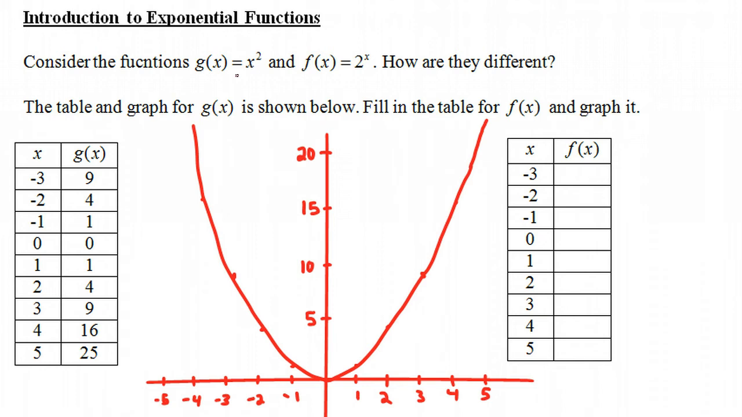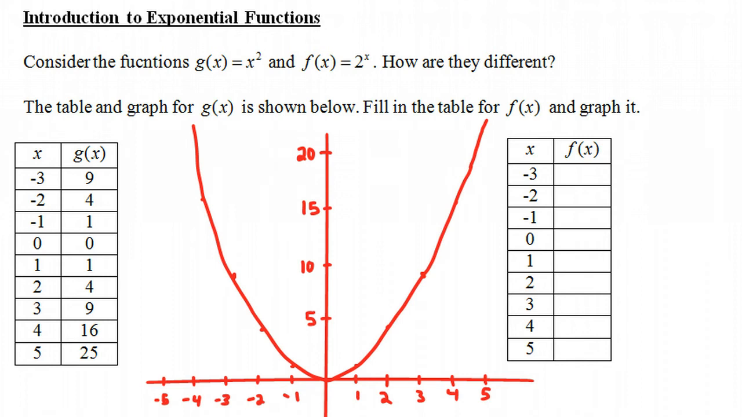Well, we know what the graph of x squared looks like. The table and graph for g of x equals x squared is shown below. It's just a parabola. I've drawn the table of values right here. Now let's fill in the table for f of x, for 2 to the x power, and then let's graph it in the same graph here.